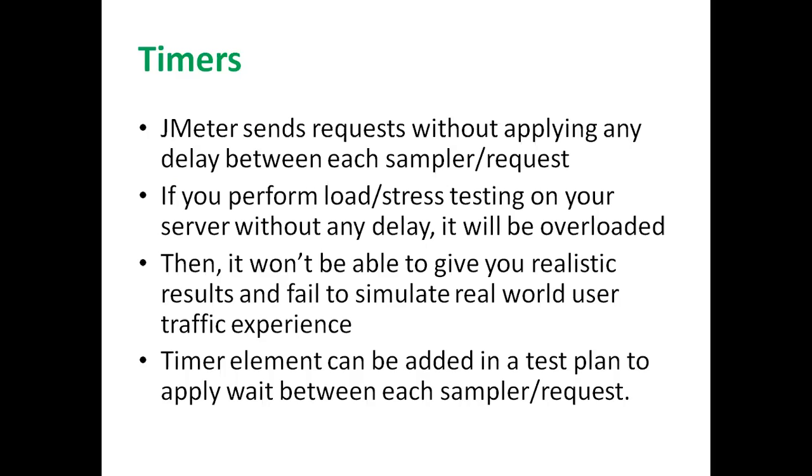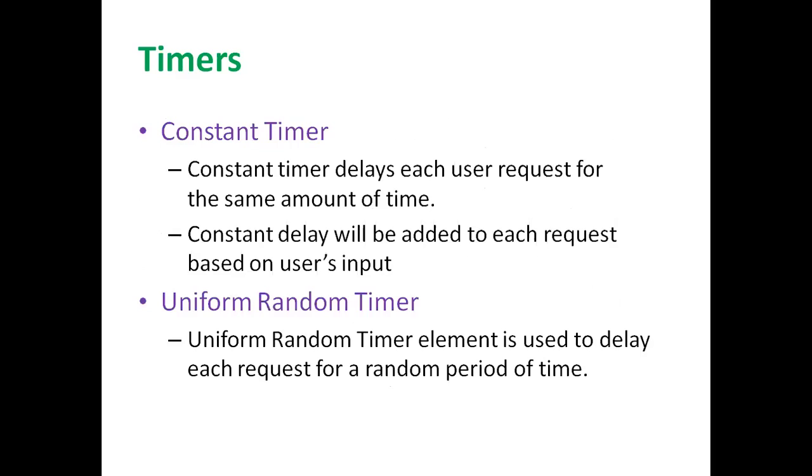For that you can add a manual delay in your test and run your test, so that this real performance test will be achieved using timers. And there are different timers. The most commonly used timers are constant timer and uniform random timer. Constant timer delays each request for a specific amount of time. Whatever time you provide, that will be a common delay for all the requests. Uniform random timer, JMeter itself will generate a random timer.